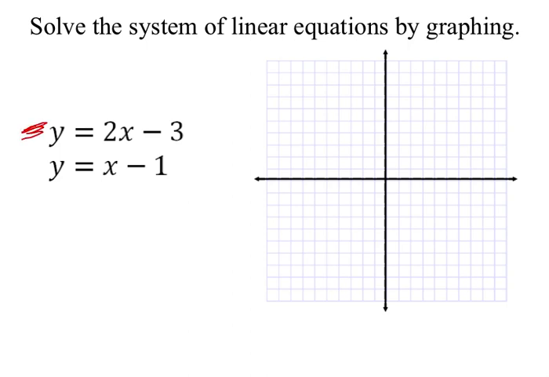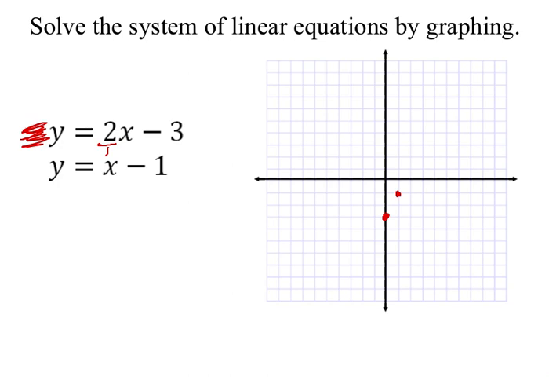So I'm going to graph this first equation here in red. So it has a y-intercept of negative 3. So that means I'm going to have a point here on the y-axis at negative 3. And then from there, I have a slope of 2 over 1. So I'm going to go up 2 and right 1. And there's another point on the graph.